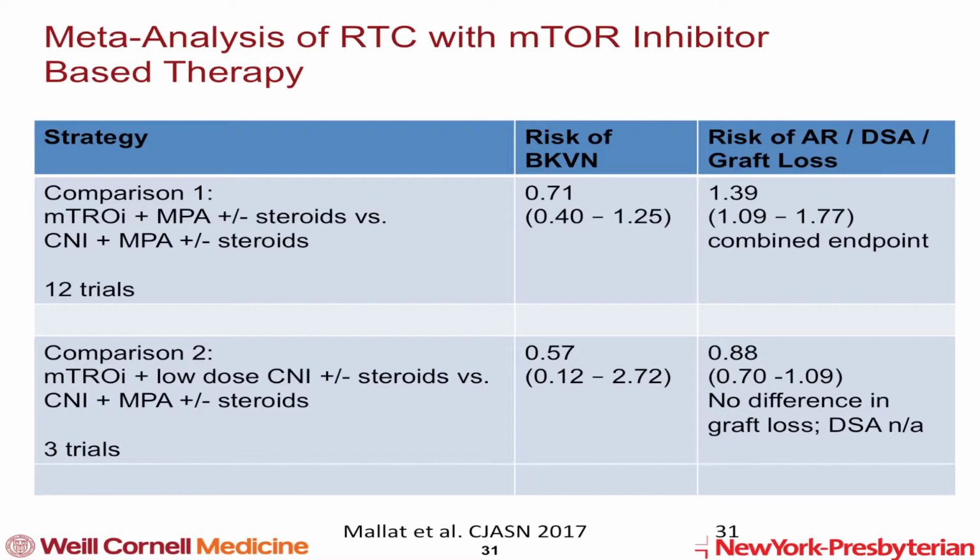In comparison, they used mTOR inhibition with low-dose calcineurin inhibitor versus calcineurin inhibitor and CellCept, and there were 3 trials that were included in this meta-analysis. And again, the risk of BKVN was lower, 0.57, but crossed that line, so not statistically different, but a wide confidence interval. And then in terms of the risk of acute rejection and graft loss, there was no significant difference between that group. So both studies suggest that there's a trend toward benefit in terms of BKVN, but one study saying that you're going to pay a price, the other study not conclusive.